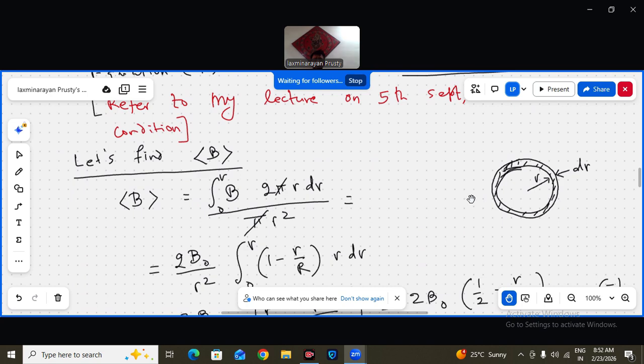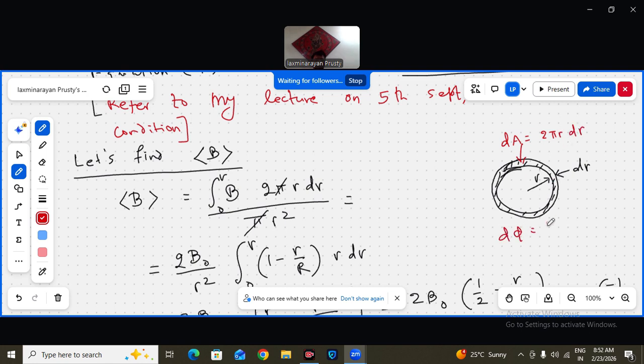So what will B average be? Take a small strip at some arbitrary radius r, with thickness dr. What is the flux in this small strip? It is B at that radius into the area, and this area dA is 2 pi r dr. So the flux is B into 2 pi r dr. Is it okay?